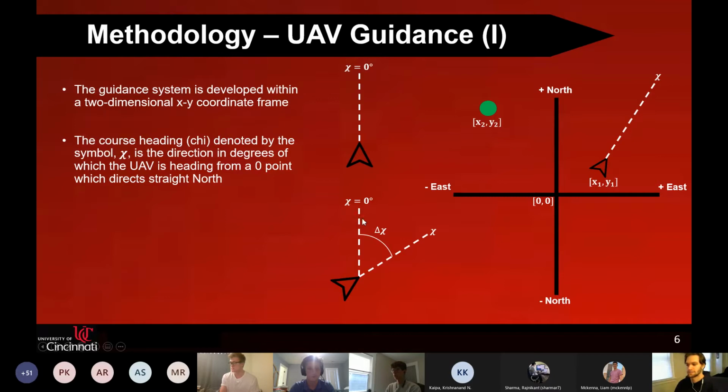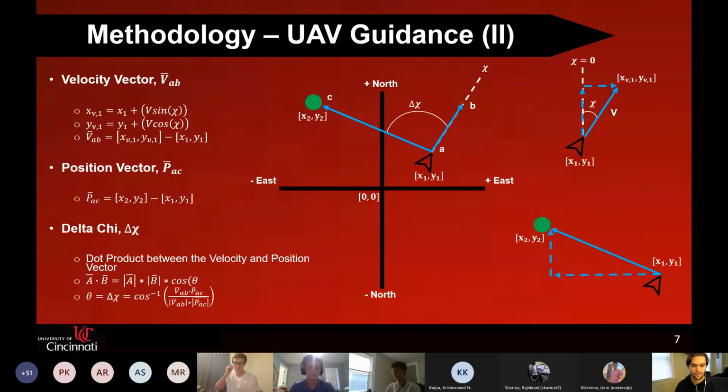Then your delta chi is your change in course heading between these course heading angles. For an example case, you would have a UAV, let's say flying at around a 45-degree course heading, and your waypoint is this green dot over here, and you need to figure out how to get to that green waypoint. To do that, you're going to set up 2 vectors: a velocity vector from the UAV and a position vector from the UAV to the waypoint.